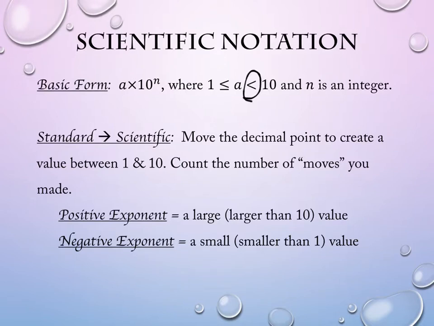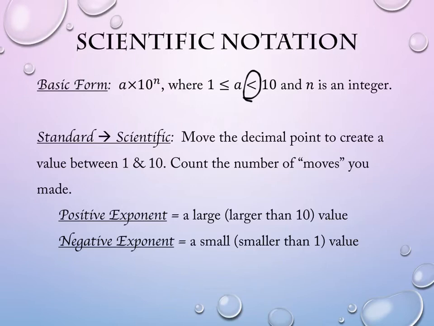My apologies. The number cannot be a 2-digit number. It can only be in the ones place. So a is between 1 and 10, and n is an integer. Now, we've talked about integers. Okay, so positive and negative whole numbers. That's what n can be. So the exponent can't be fractions, it can't be decimals, it can't be radicals or pi or anything like that, but it could be negative 72, or it could be positive 356, or it could be 0, right?